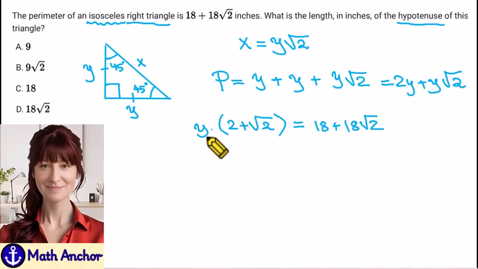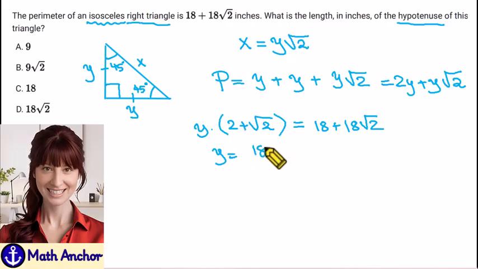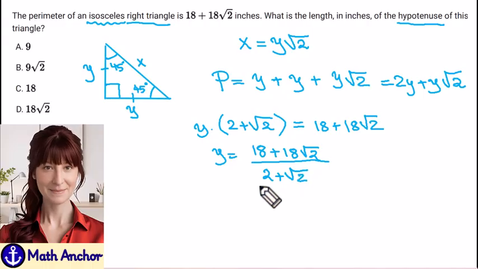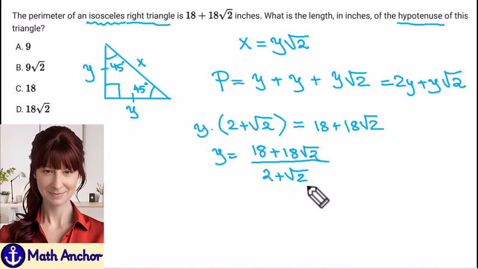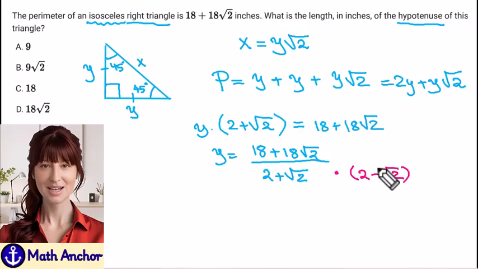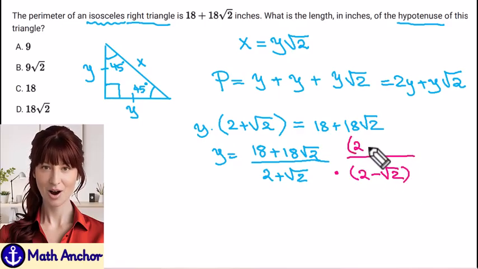This is a linear equation with unknown y. We're going to solve this equation by dividing both sides of the equation by this quantity. So we have 18 plus 18 square root 2 divided by 2 plus square root 2. The denominator contains an expression with a radical sign. So we need to rationalize the denominator. We're going to do that by multiplying both the numerator and the denominator by the conjugate of the denominator. The conjugate of the denominator is 2 minus square root 2. So we're going to multiply both the numerator and the denominator by that quantity.